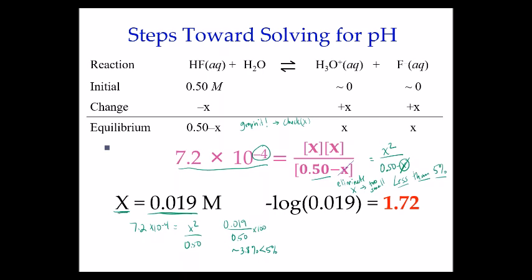Once you get the x concentration, what you should notice is the x concentration is also the concentration of the hydronium. So we can do the negative log of the hydronium here, like so, and we will take that value and that ends up giving us our 1.72 for our pH.